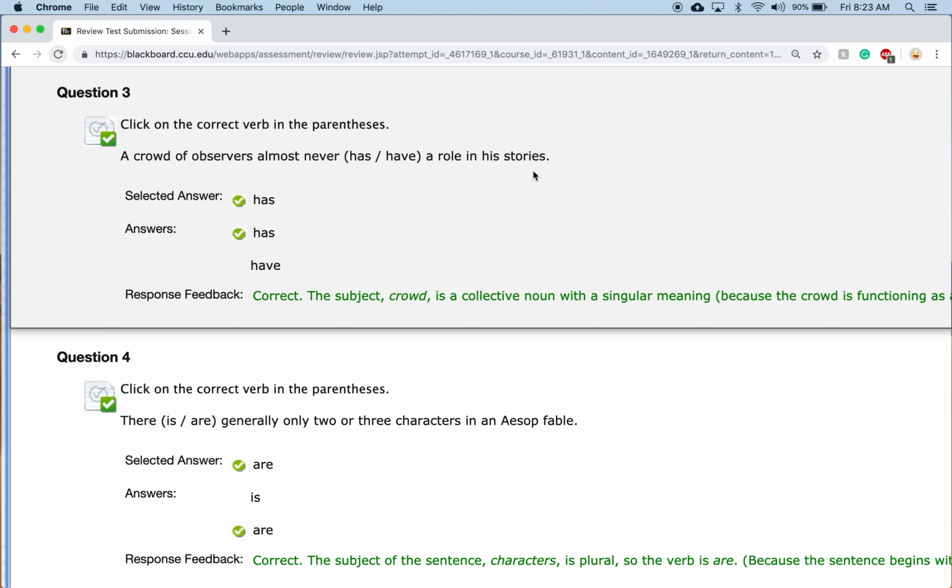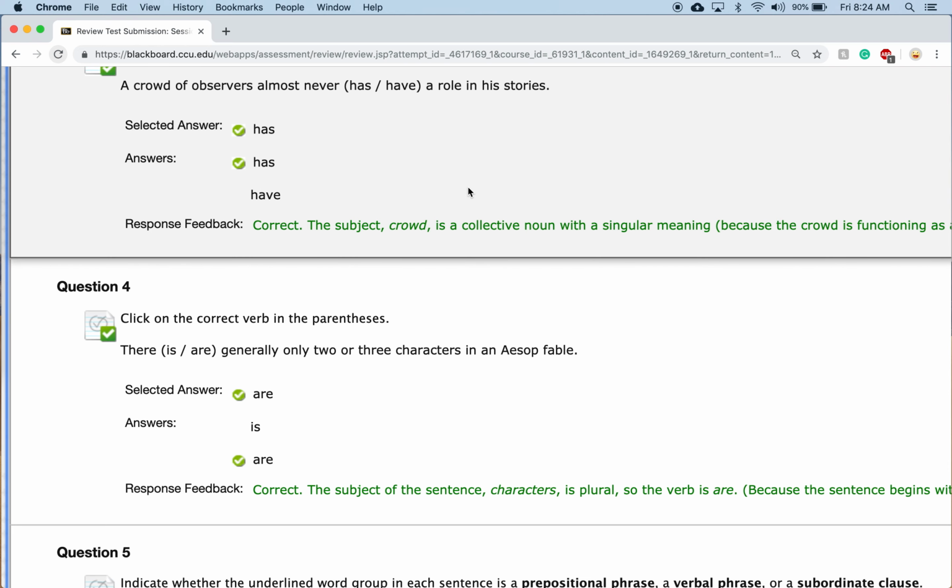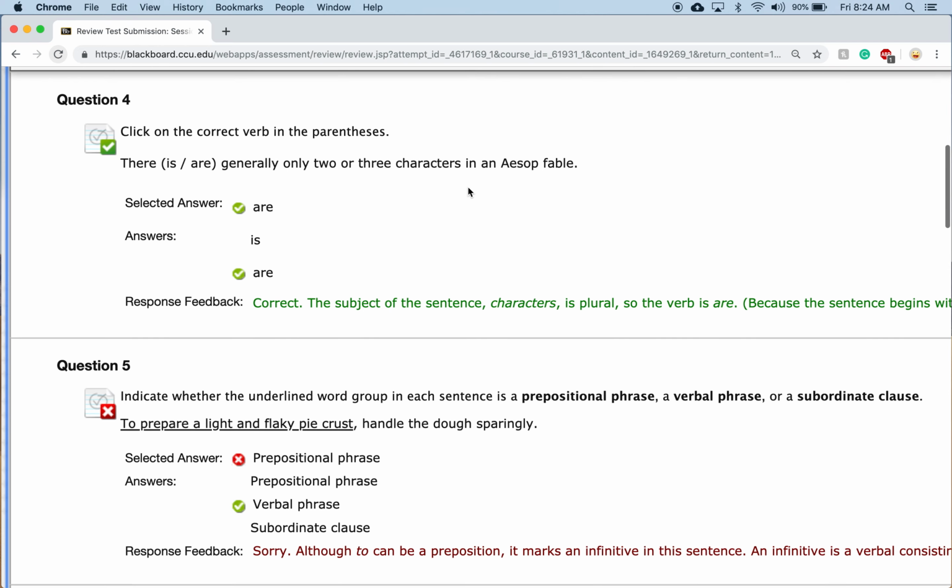If we say, the crowd, let's say the firemen never have a role, that's because it would be plural. So this is about there being one singular group of people, and of course, we need a singular verb to go with it.